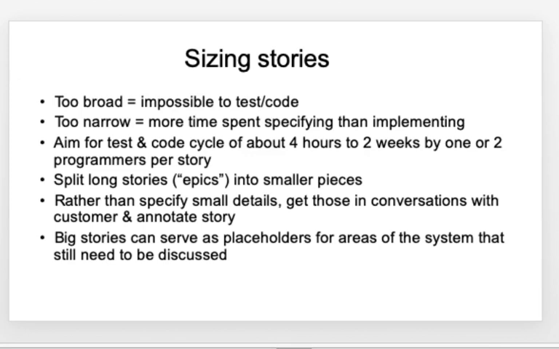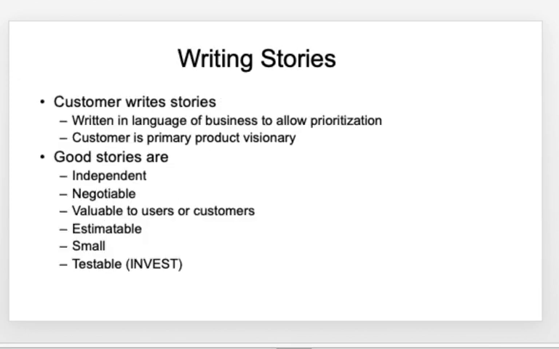The first thing is you need to size stories. Stories cannot be too broad, as it will be impossible to test our code. The story cannot be too narrow either, because you will spend more time writing the specifications rather than implementing. So all big stories will be broken down into smaller pieces, and the main objective of writing user stories is to keep in mind that you will code and test in 2 to 4 weeks and then come up with a deliverable. The key point is, we cannot be too over ambitious here.